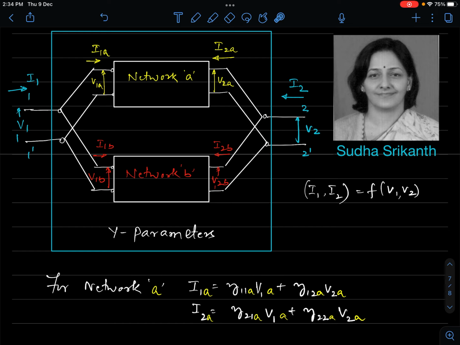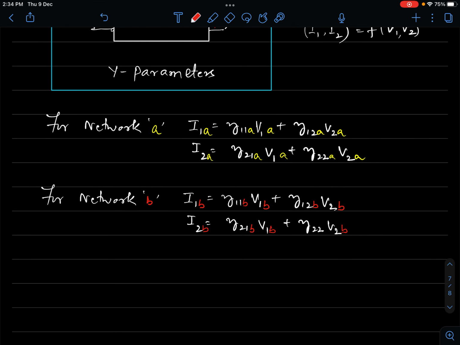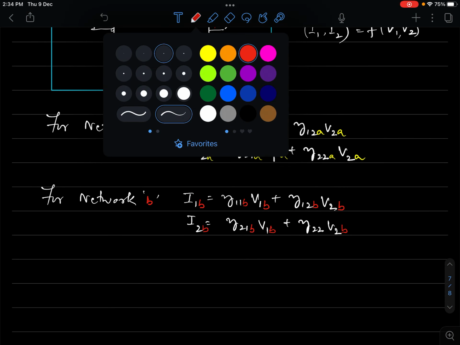Secondly, the current I1 that enters this particular terminal or node will split into two, that is I1A and I1B. In other words, I1 equal to I1A plus I1B and I2 equal to I2A plus I2B. These are the two important observations that one can make by inspection. So we will try to write those relationships.